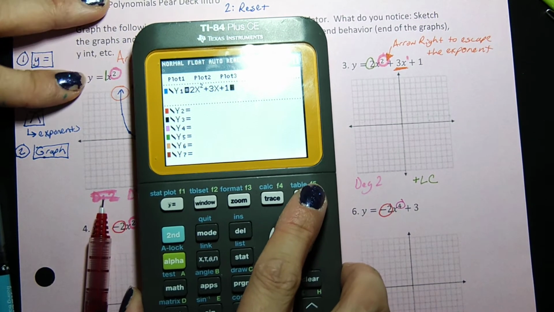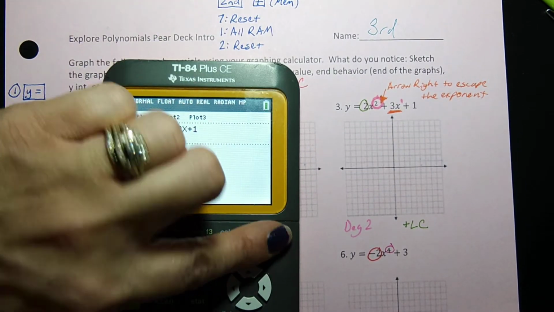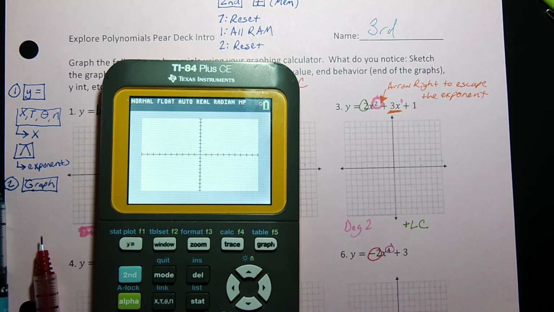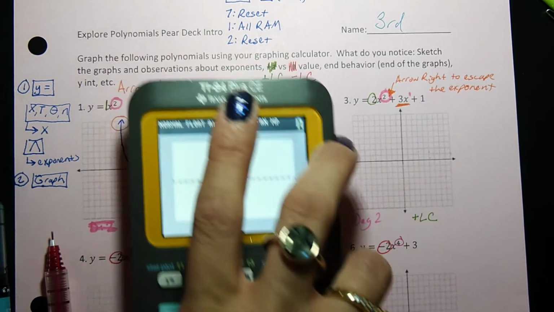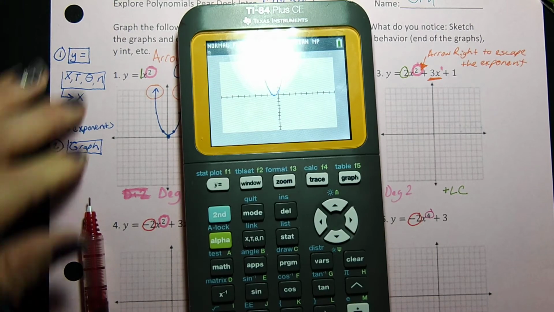Let's go ahead and hit graph. What do you think this is going to look like? Any predictions? It does look like it's another quadratic. So one of the other things it told us that we can consider as we are drawing these is the y-intercept, or where the graph touches the y-axis. So where does it look like my y-intercept is on this graph?